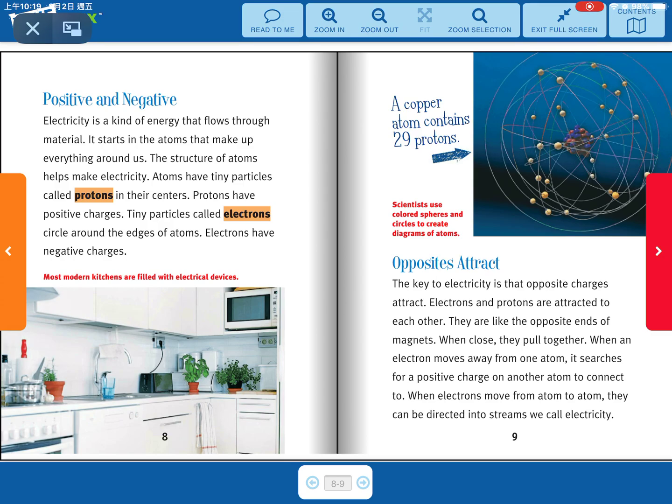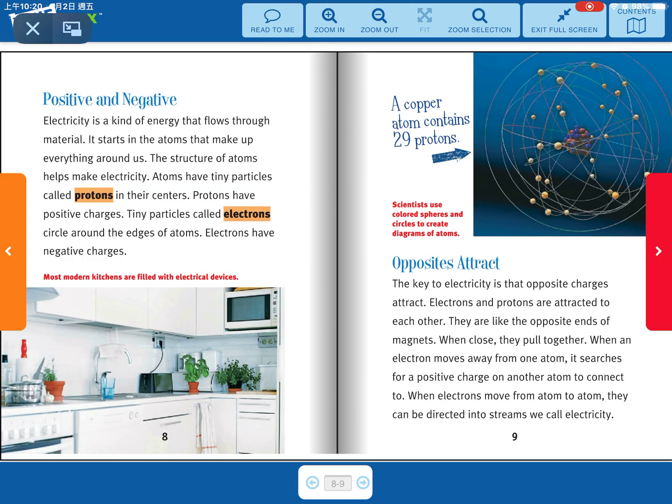The key to electricity is that opposite charges attract. The electrons and protons are attracted to each other. They are like the opposite ends of a magnet. When close, they pull together. When an electron moves away from an atom, it searches for new positive charge on other atoms to connect to.